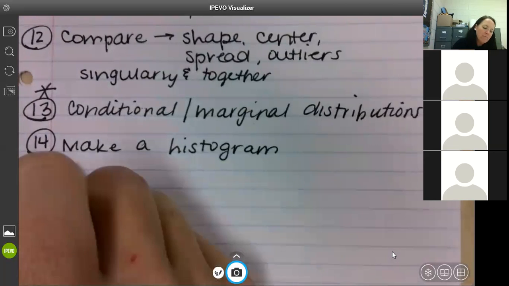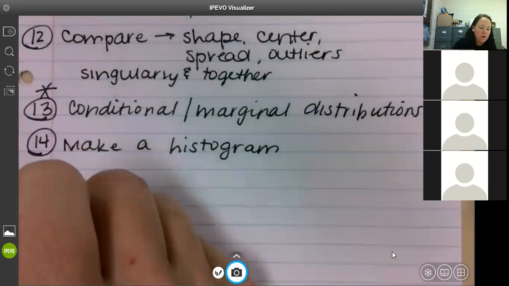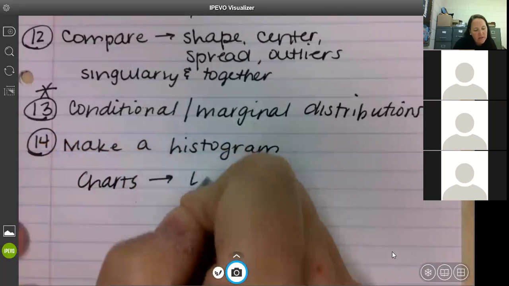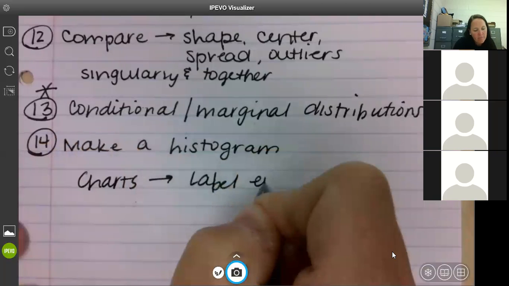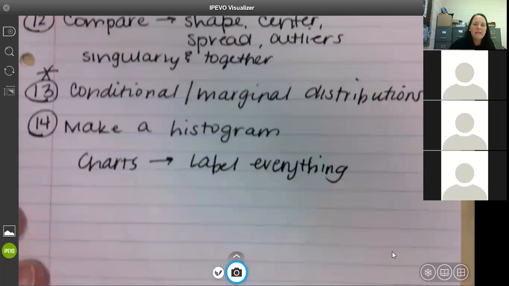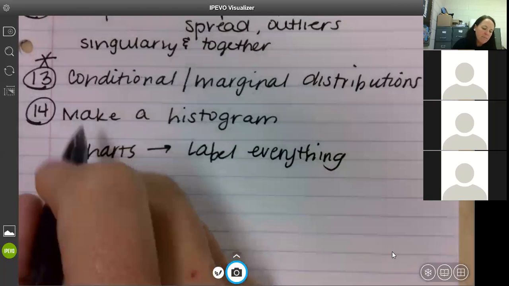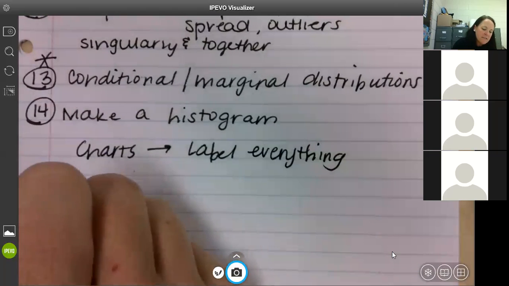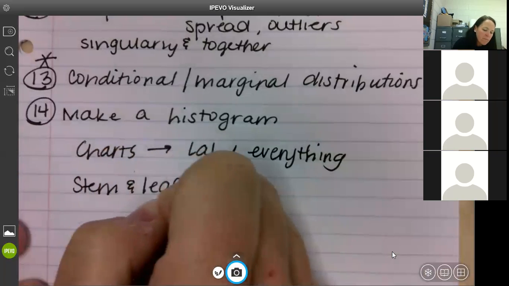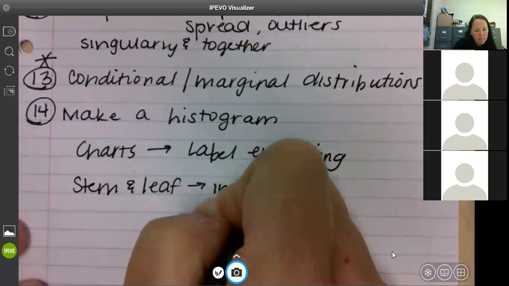Okay, remember when you make any data or charts or whatever, you always want to label everything. That will get you points off. Make sure you label everything. If it's a stem and leaf, we want to include the key.